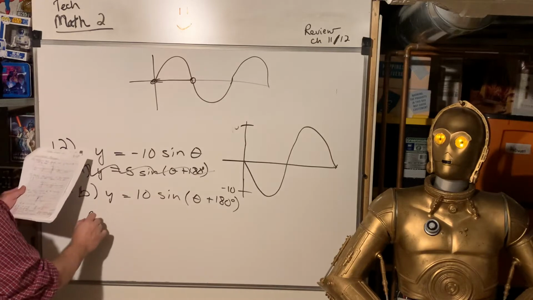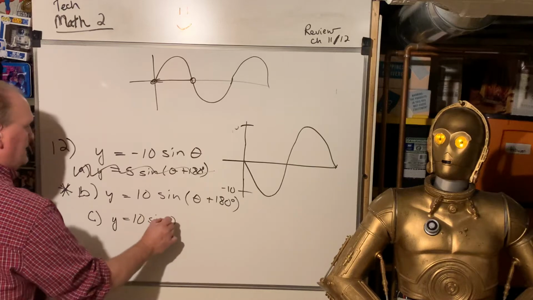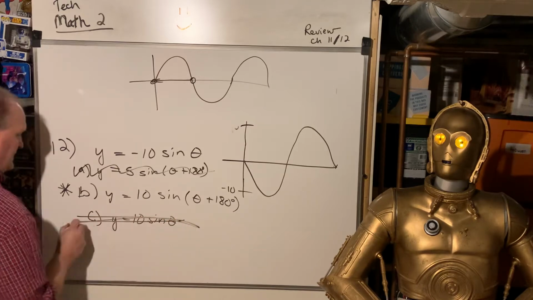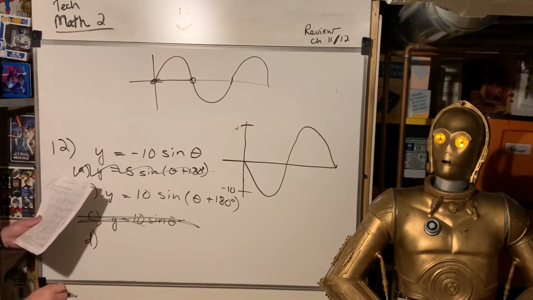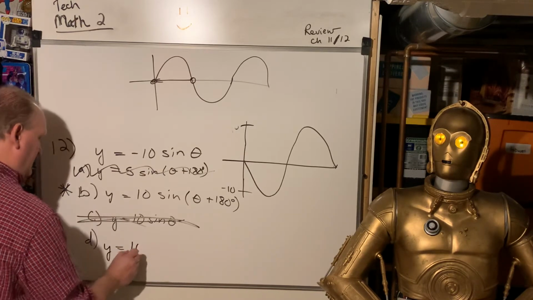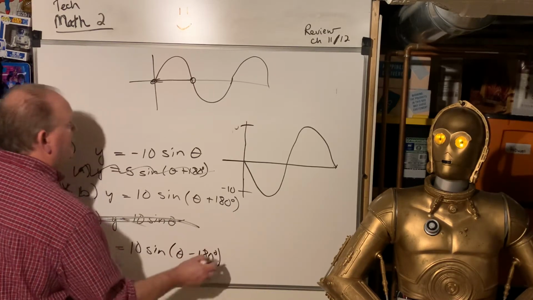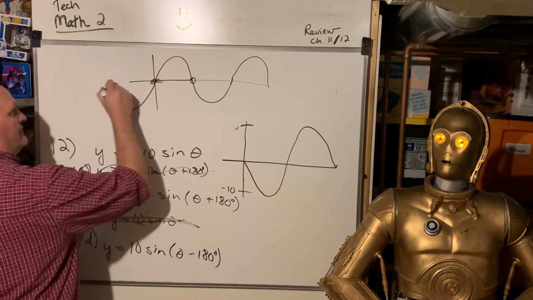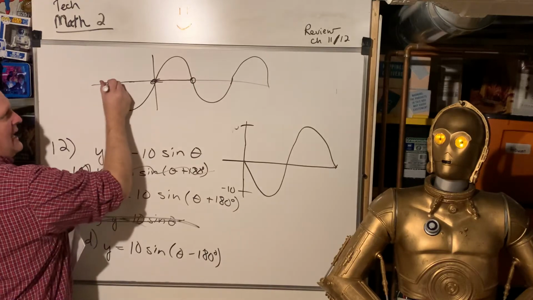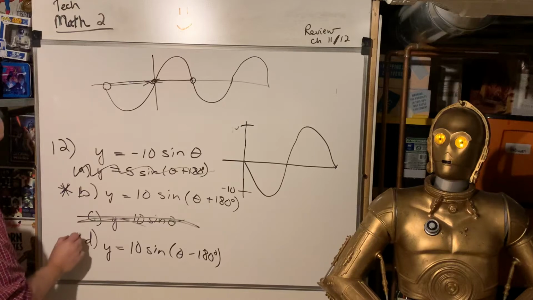All right, let's get C. That's just y equals 10 sine theta, so that is not going to be the same. That would be a reflection over x of that. So C isn't it. D is y equals 10 sine of theta minus 180 degrees. So that takes this sine wave and shifts it 180 degrees to the right. So if I pick up this dot and move it right there, I would end up with exactly that same graph. So D is also a correct answer.